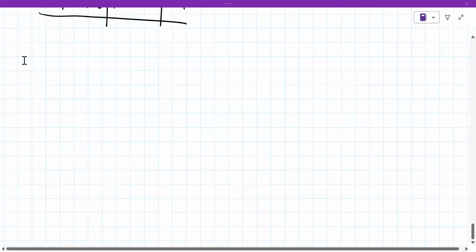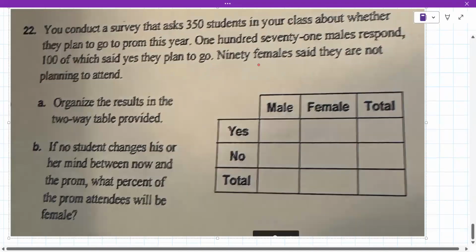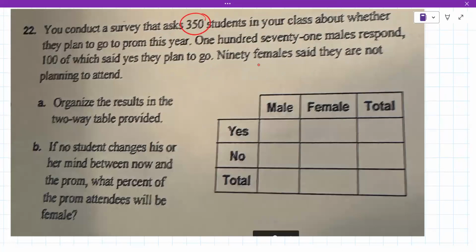All right, organize a two-way table. You conduct a survey that asks 350 students in your class about whether they plan to go to prom this year. 171 males respond, 100 of which say yes, they plan to go. 90 females said they are not planning to attend.